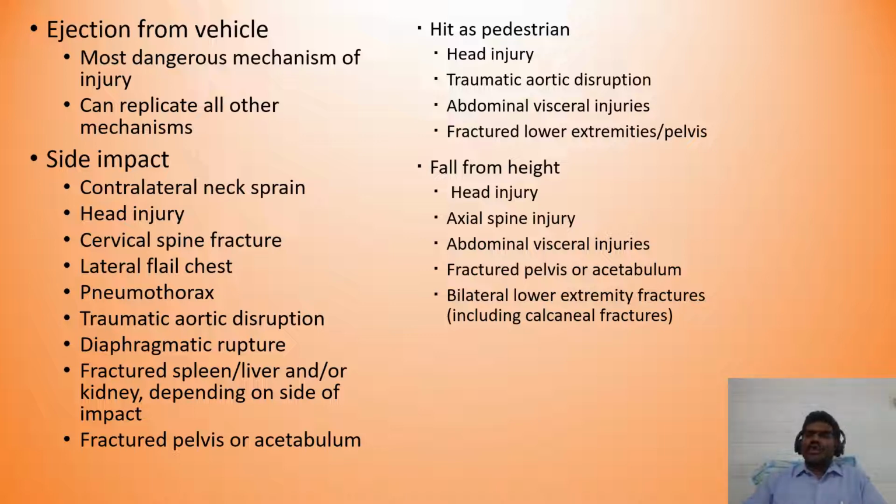Another most common and most dangerous mechanism of injury is hit as a pedestrian. The patient is walking on the ground and was hit by a moving vehicle. Usually head injuries, because the patient immediately falls down. There can be chest injuries ranging from traumatic aortic disruption to flail chest to your regular pneumothorax or hemothorax, abdominal visceral injuries, and fractured lower extremities or pelvis can be seen.